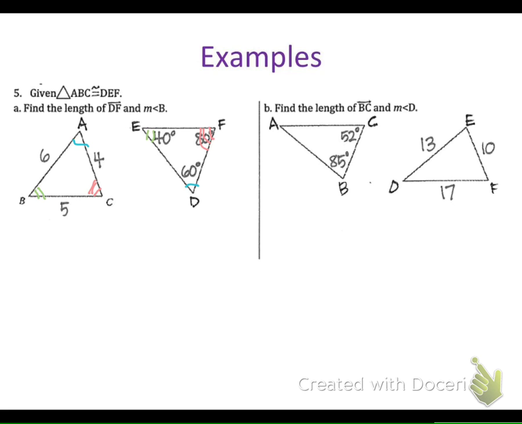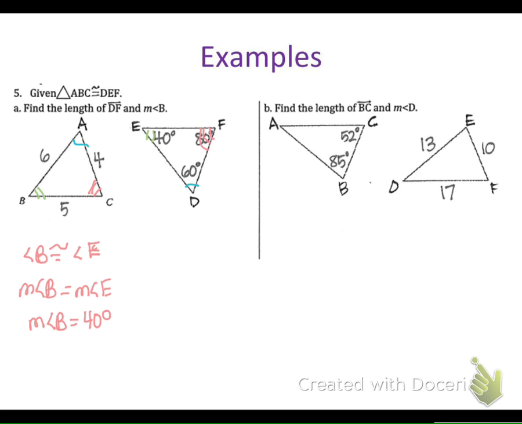So we see here that we're interested in the measure of angle B. So angle B is congruent to which angle? Angle E, yep. And we know that the measure of angle B equals the measure of angle E. What is the measure of angle E? 40. So it's going to be 40 degrees. So we see that those correspond and are congruent, and therefore we have the measure of angle B being 40 degrees.